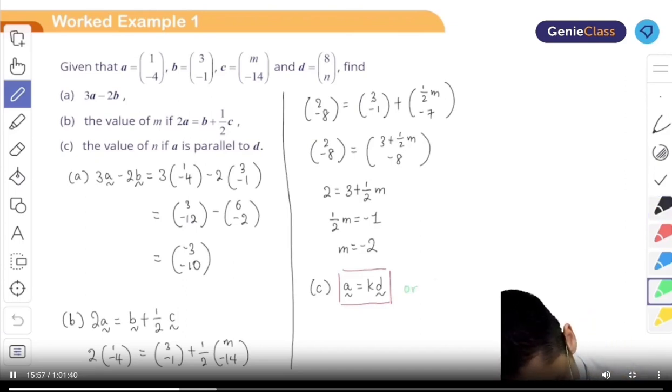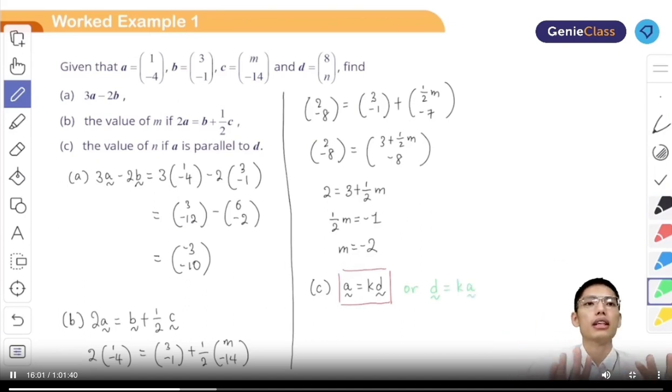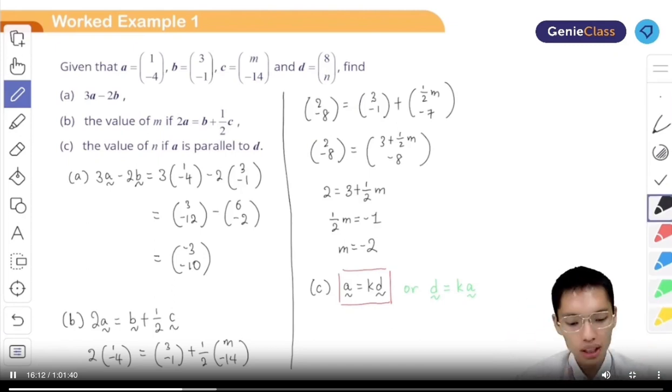For those who ask, can I write it the other way? Also can, it doesn't matter, as long as one of them is a scalar multiple of the other. Both are okay. I'm seeing a good response from you. Denise, in this case, just take note, there should not be a constant there. Just write it as such. I'm following the one in black, so it's the same thing.